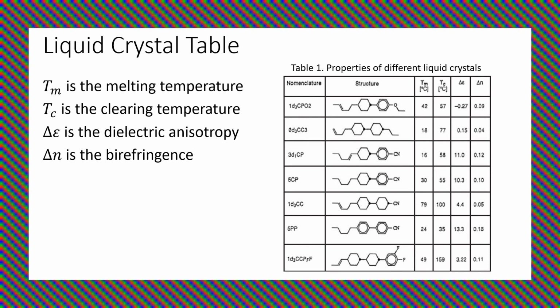So this is the list of liquid crystals, where Tm is the melting point, and Tc is the clearing temperature. Delta epsilon is the dielectric anisotropy, and delta n is the birefringence. You can see the value here is that delta n varies closely with delta epsilon, and you can see it from the values. They're fairly close. If the delta n increases, so does the delta epsilon.